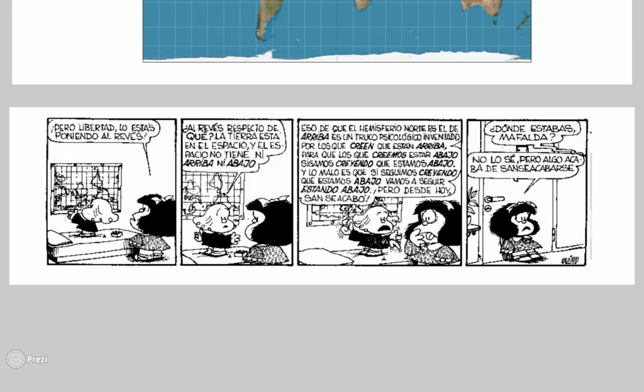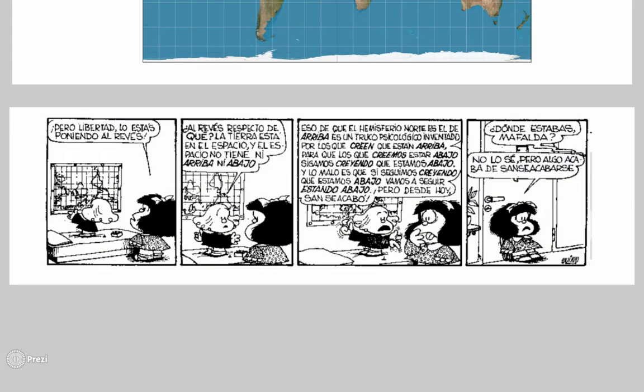So where are we going with all of this? Let's turn to Mafalda to see a way to analyze the power dimensions that I am trying to introduce by way of the example of the world map.